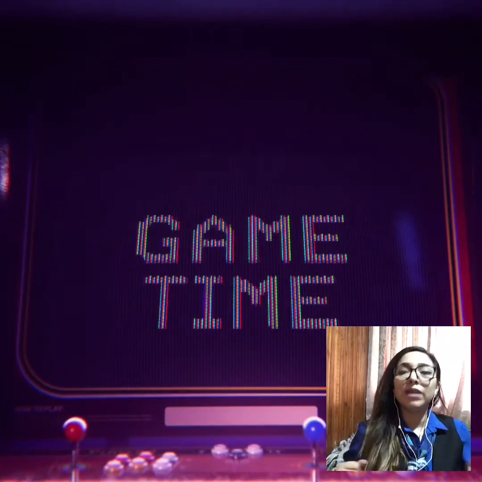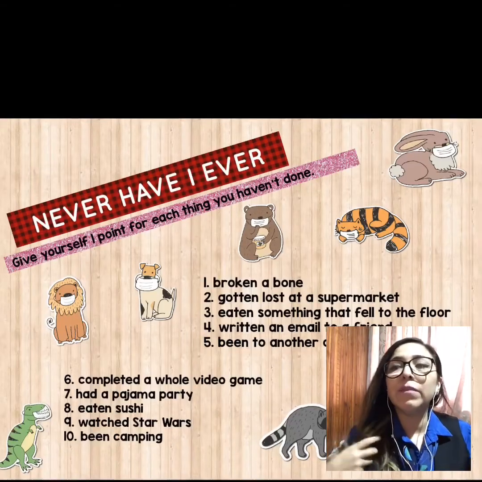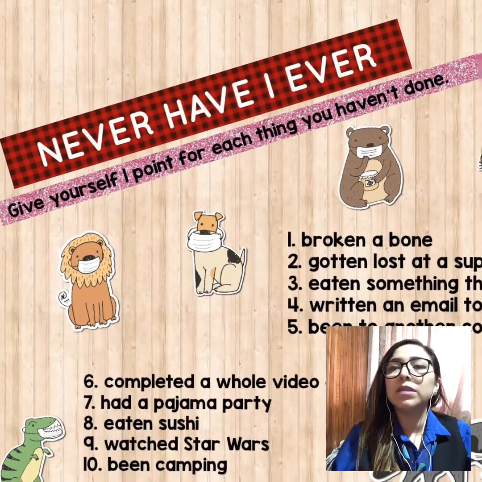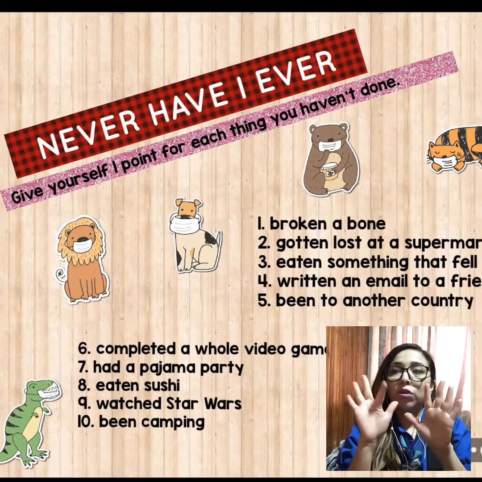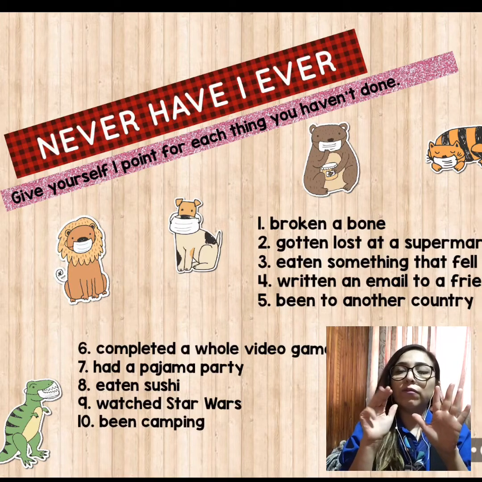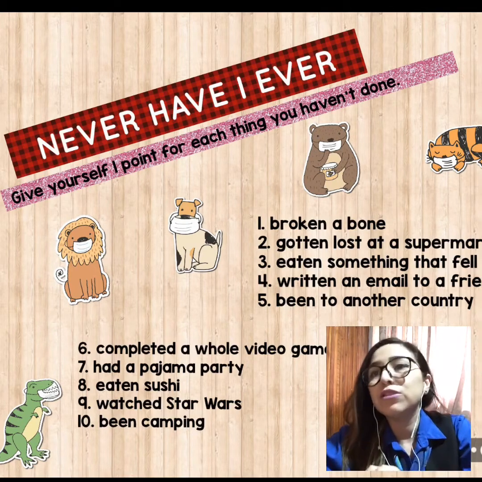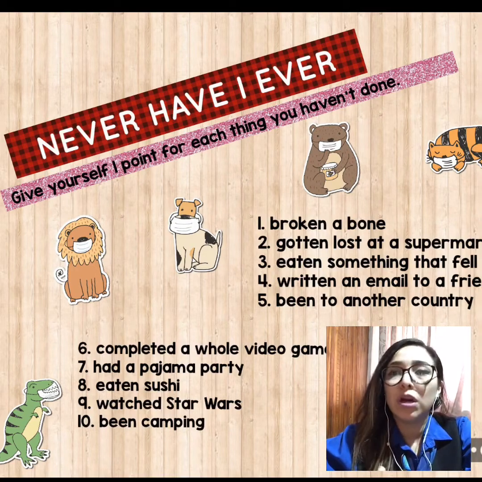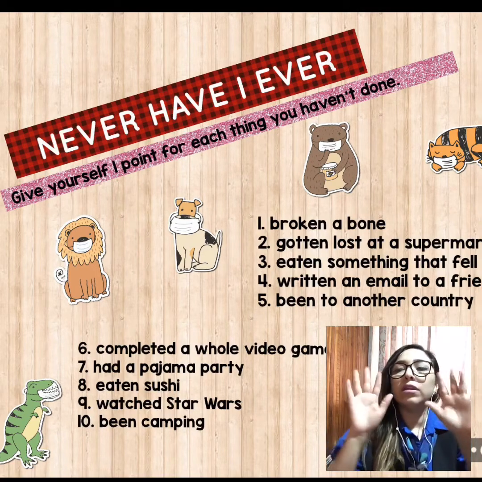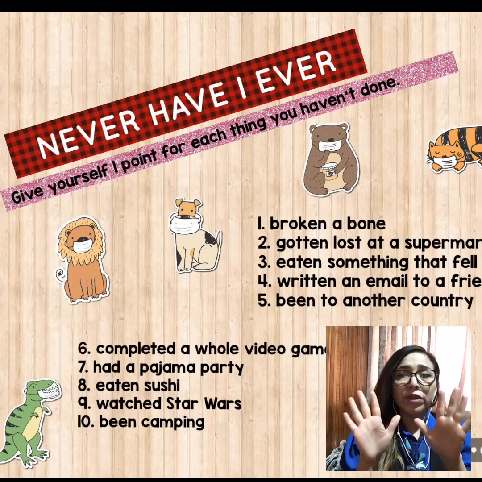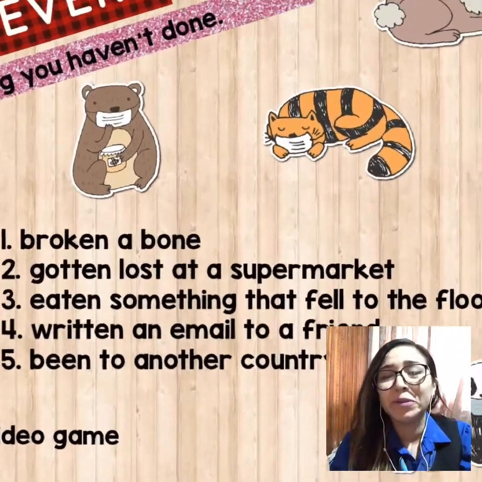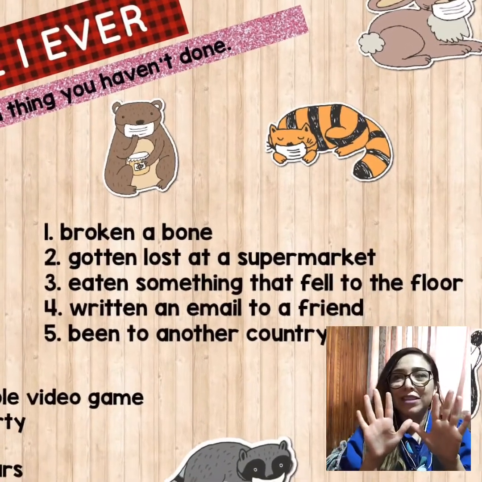Okay, guys, I have a game for you. For this game, you probably know this name is Never Have I Ever, and I want you to put your hands like this. So you're going to put fingers down for everything you say yes, okay? Give yourself 1 point for each thing you haven't done, okay? So we're going to see, we start like this, and let's see if we are going to have fingers up or none of them, okay? Depending if you have done these things.